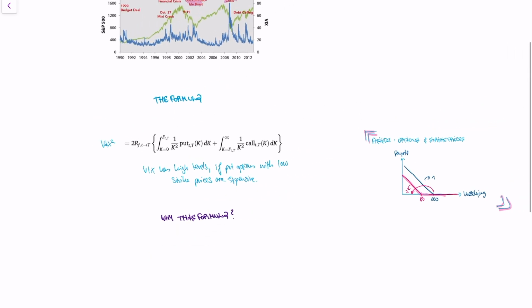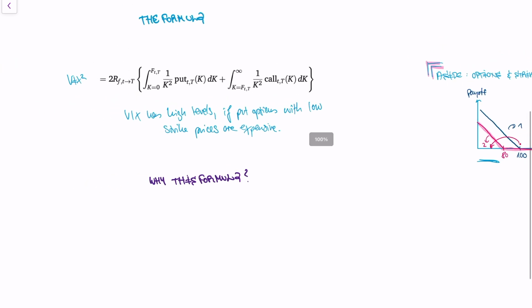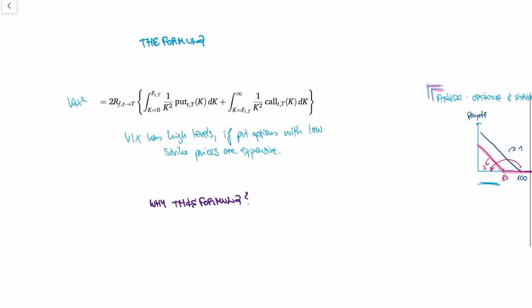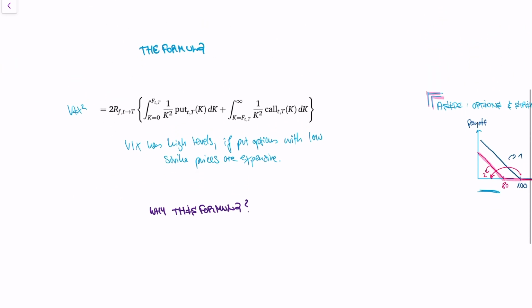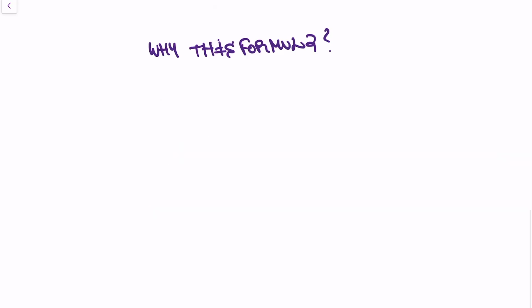And I just told you this is exactly the case when people are afraid of those tail risk events. So, okay, this formula kind of makes sense, but let's try to understand how people actually came up with this formula. And for that, we need to talk about log normal random variables.